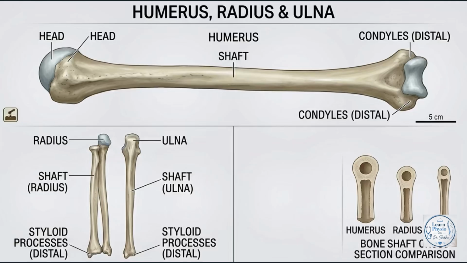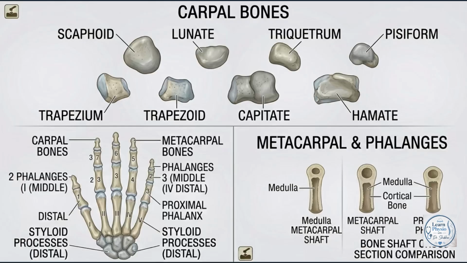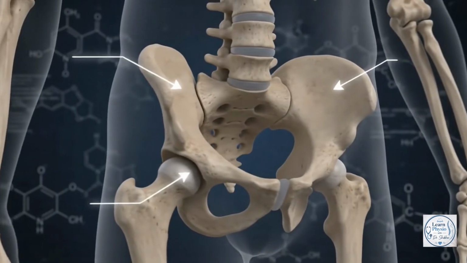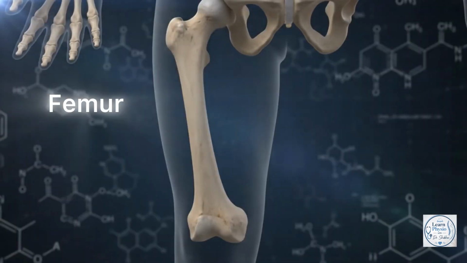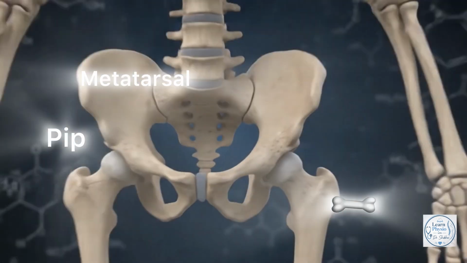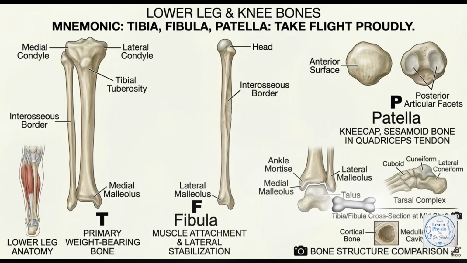Next part is the upper limb. Upper limb consists of 2 humerus, 2 radius, 2 ulna, 16 carpals, 10 metacarpals, and 28 phalanges. Then appendicular system consists of hip bone or pelvis. There are 2 pelvis. Then in lower limb there is 2 femur, 2 tibias, 14 tarsals, 10 metatarsal, 28 phalanges, 2 fibula, and 2 patellas.